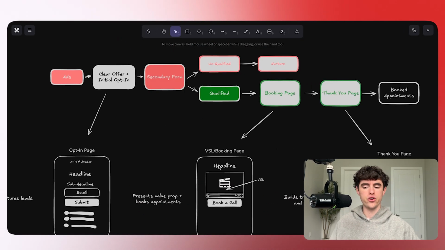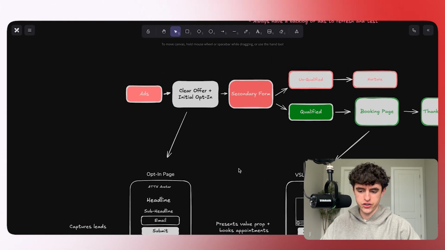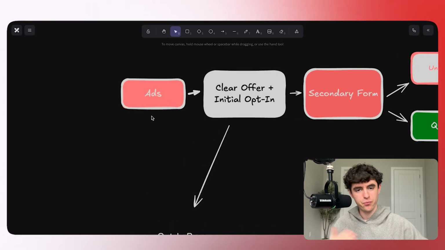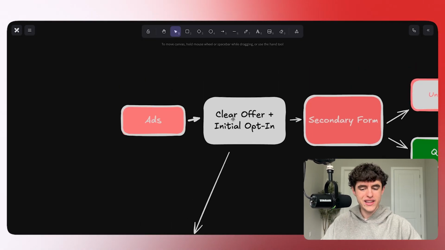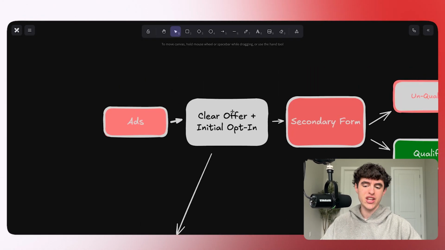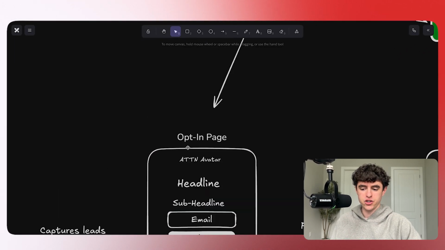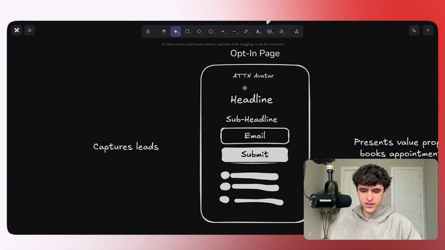So the meat of the matter here essentially looks something along the lines of this. You're going to have your ads, which are going to touch on the pain points of the current market, and then you're going to lead them to some sort of landing page that has your clear offers as stated in the ad and the initial opt-in page. Now, what that's going to look like is something along the lines of this.